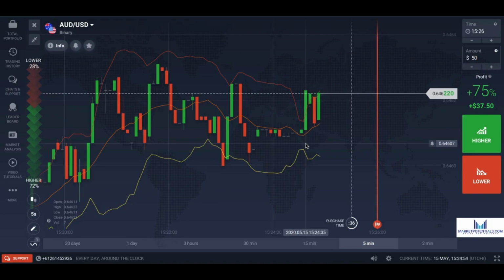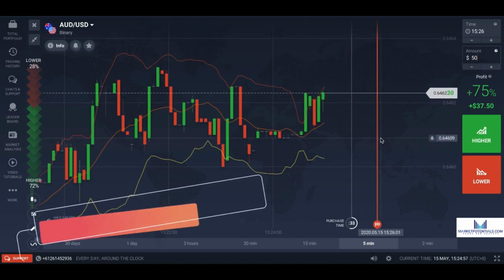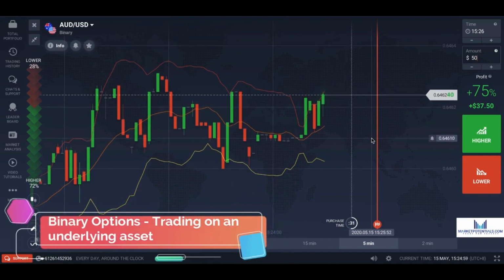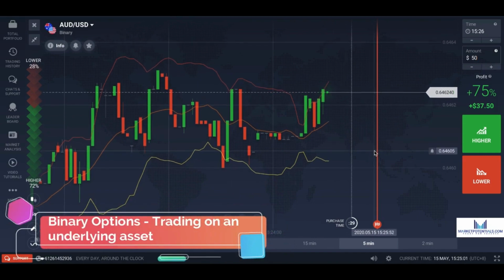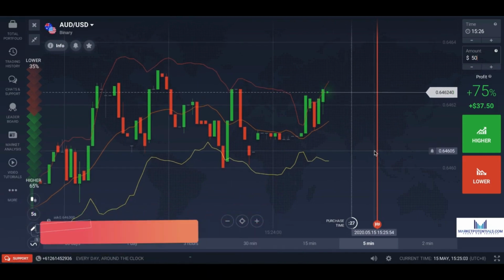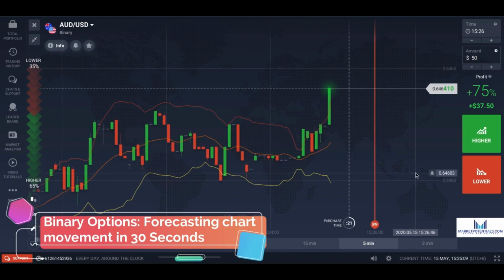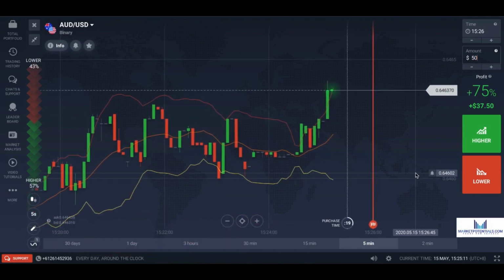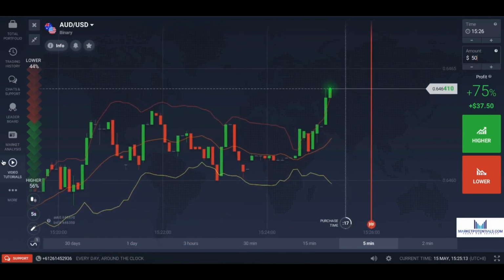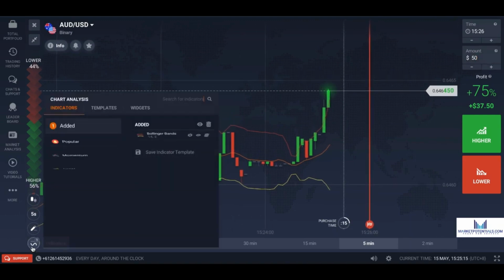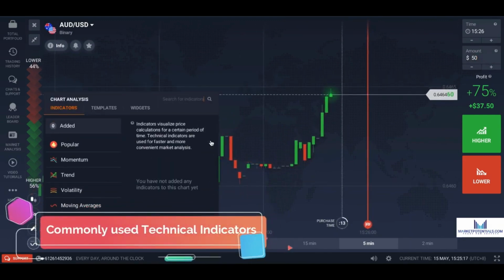Now, that doesn't apply in binary options trading. In binary options trading, all you're doing is just forecasting the chart movement into the future. Basically, you're just predicting whether the chart is going to be higher or lower in 30 seconds. That's just it. You're not doing anything else. Right, basically, that's it.